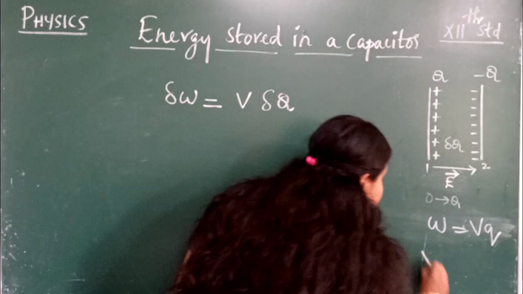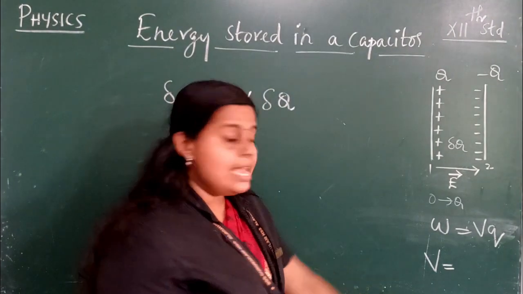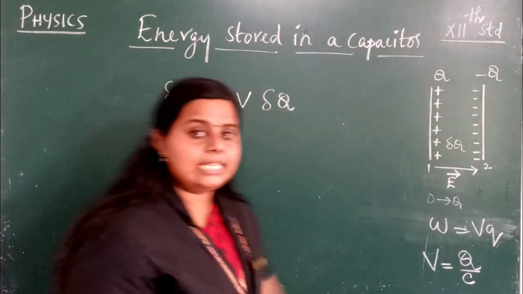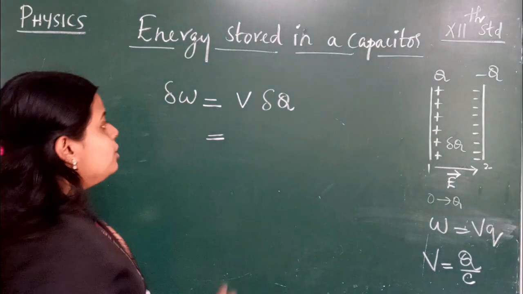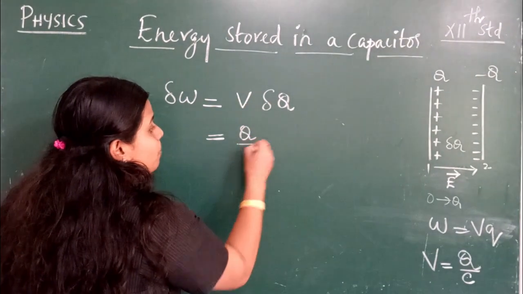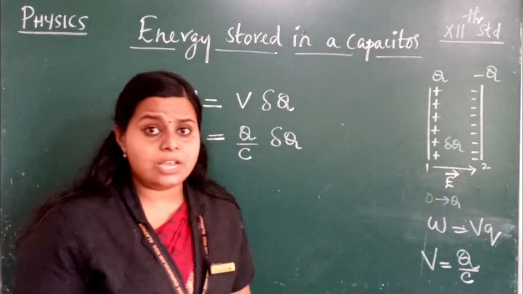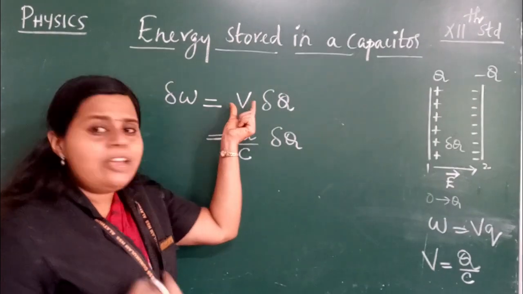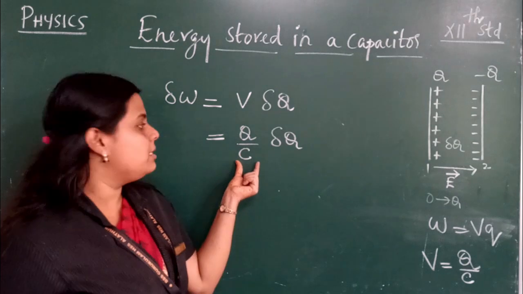Now what is the expression for V in terms of capacitance? Yes, V is equal to Q divided by C. So in this expression we can substitute for V. So delta W is equal to Q by C into delta Q. So എന്തുകൊണ്ടാണ് V യുടെ എക്സ്പ്രഷൻ നമ്മൾ Q ന്റെ ടേംസിലേക്ക് മാറ്റിയത് എന്ന് നിങ്ങൾക്ക് കുറച്ച് കഴിഞ്ഞാൽ മനസ്സിലാവും.